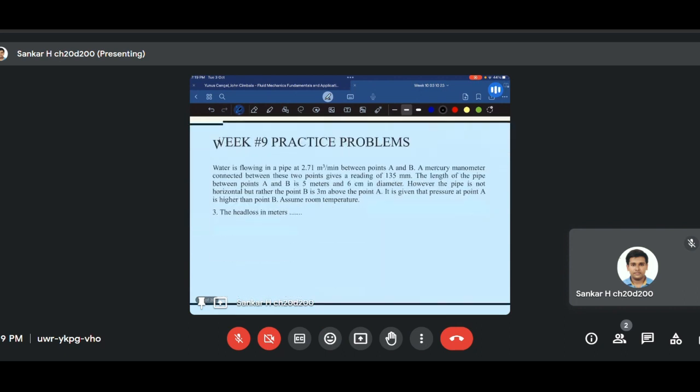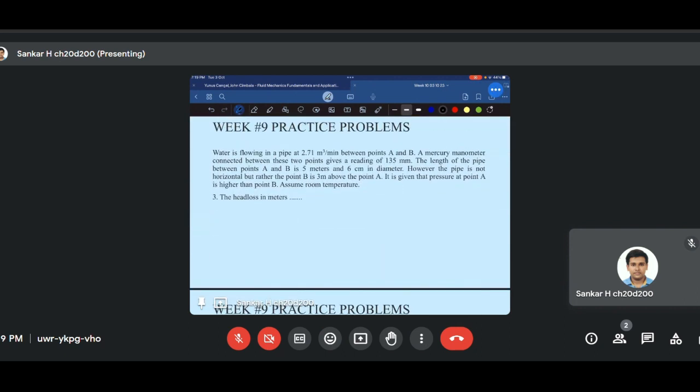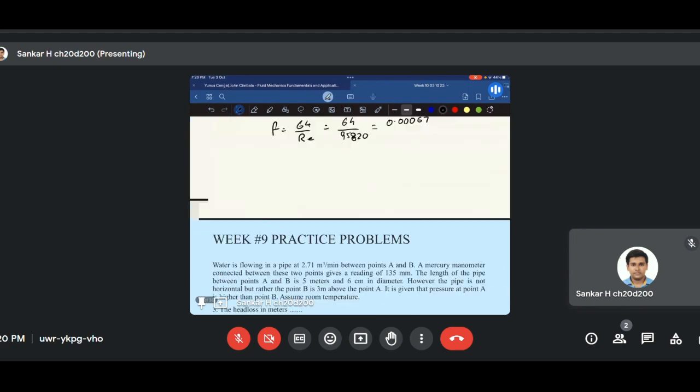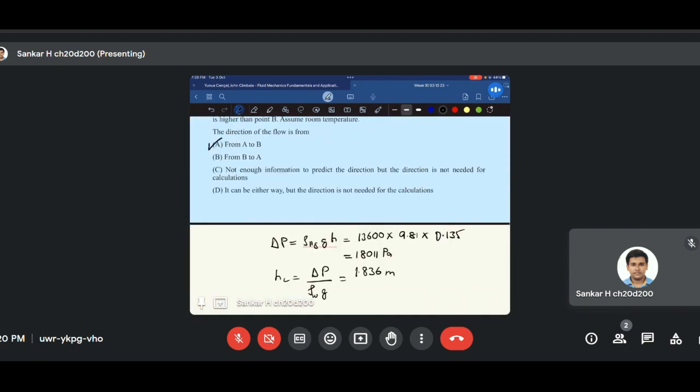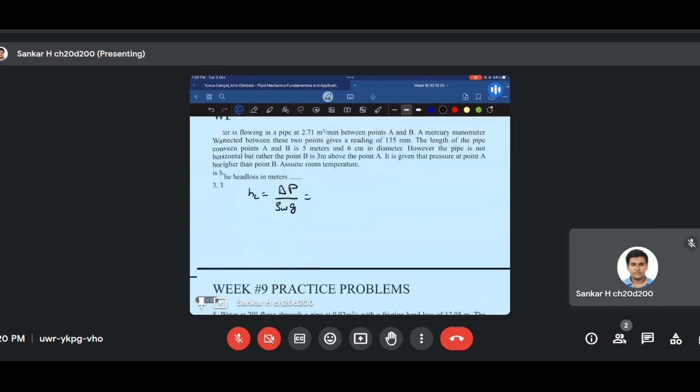Okay, moving on to question number 3. What would be the head loss? We just have found out the pressure drop. We just have to divide it by the density of the fluid in flow, that is water. We have even found the head loss to be equal to 1.836 meters.